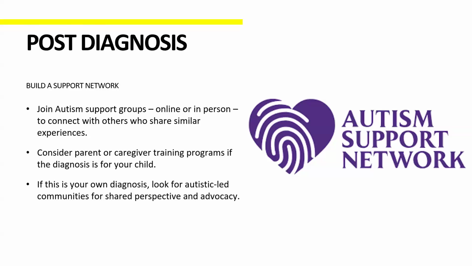Next, for parents of loved ones with autism, consider parent or caregiver training programs. This is not a reflection of your ability to parent, it's strictly because parenting a neurodivergent individual versus a neurotypical individual is very different. And having those tools in your toolbox can make life a lot easier. If this is your own diagnosis, look for an autistic-led community for shared perspective and advocacy.